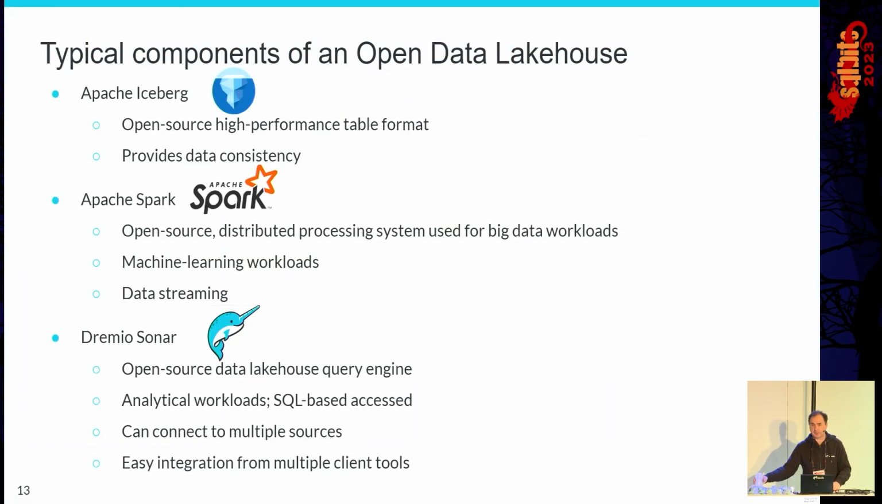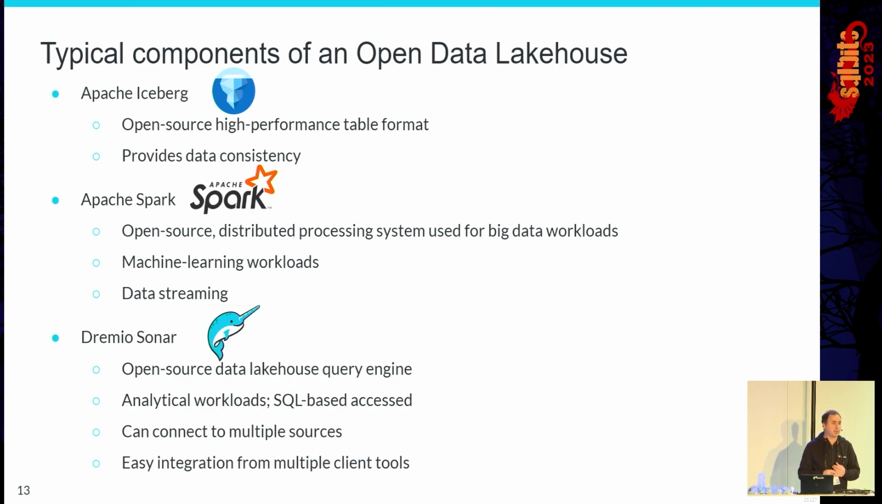Okay, so let's think about the typical components. We'd say Iceberg rather than Delta Lake because we think it's more open. It's a very performant table format. It gives us data consistency, so users can be manipulating data, other users can be selecting, and they're going to see it in an atomic form, either before or after the change.